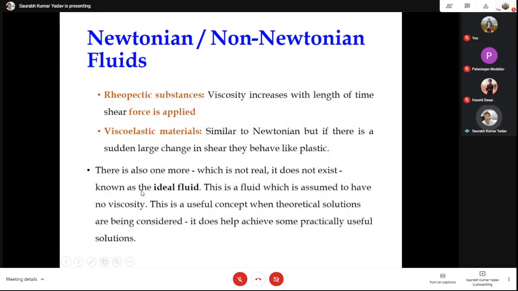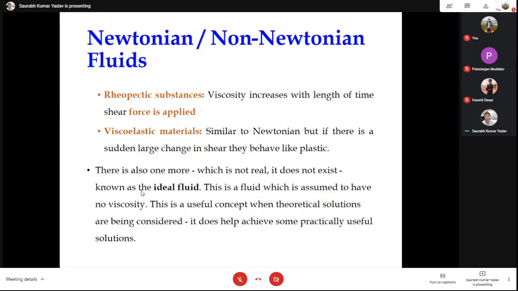Then the rheopectic substance: viscosity increases with the length of time shear force is applied. Viscoelastic material is similar to Newtonian, but if there is a large change in the shear, it behaves like plastic. So there is also one more which is not real. It does not exist, known as an ideal fluid. This is a fluid which is assumed to have no viscosity. So this is a useful concept when theoretical solutions are being considered. It does help achieve some practically useful solutions.